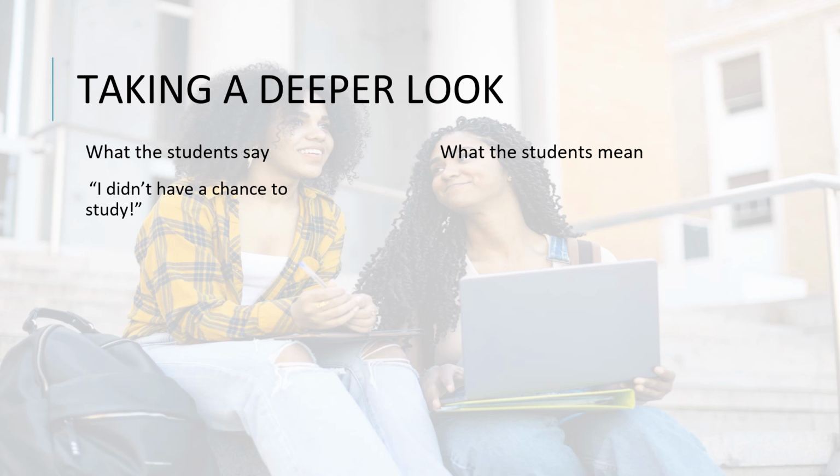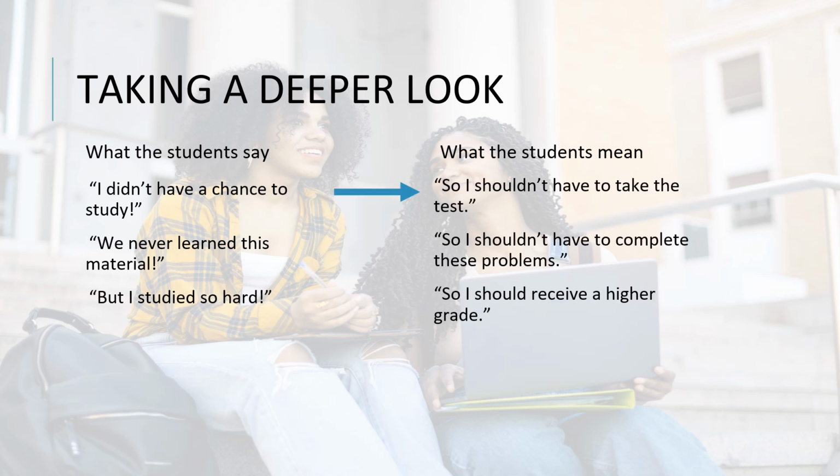Okay? So if we take a deeper look at this, a student might say, I didn't have a chance to study, or we never learned this material, but I studied so hard. What they really mean is, well, maybe I shouldn't have to take the test, or I shouldn't have to complete these problems, or maybe I should get a higher grade. Okay? So behind each of those statements in the "what the student says" column is an implied argument that they're trying to make.